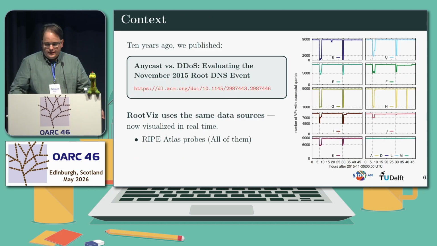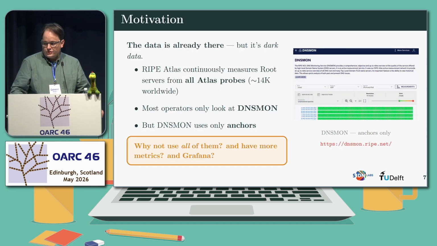And a bit of context: 10 years ago, we did a paper comparing what happened to the root service letters during a DDoS attack. The graph you see here, these drops, is the reachability of the servers, how many Atlas probes were able to reach each letter during the attack. And you can see it was a strong signal. During the DDoS, a probe could not get an answer from the root. And then we thought, well, we made this only for a paper. What if we have a dashboard that just showed this in real time? Why not, right? The data is already there, but it's dark data, in the sense that not a lot of people are using it.